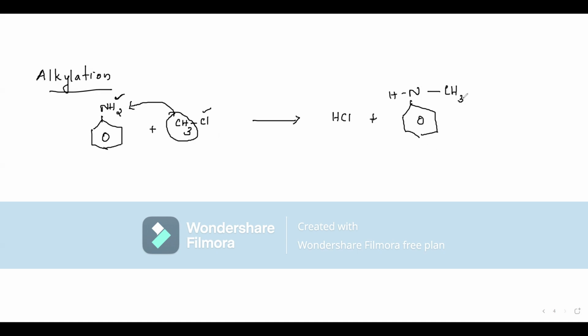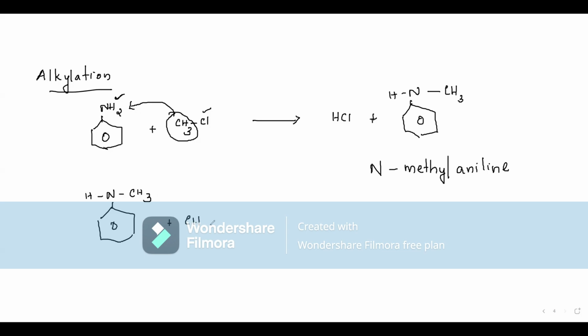Now, how do we name this product? The parent here is aniline. In aniline, on nitrogen, you have a methyl group, so this happens to be N-methyl aniline. Now, similarly, you can continue the reaction taking N-methyl aniline, because one more hydrogen we are having, right?